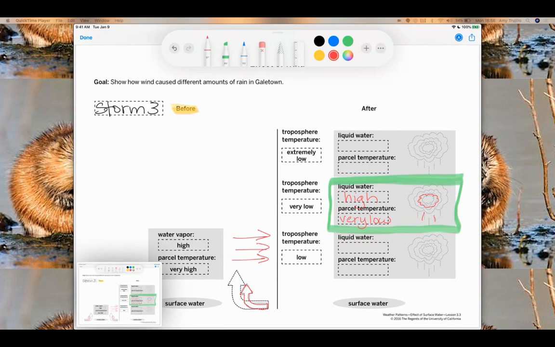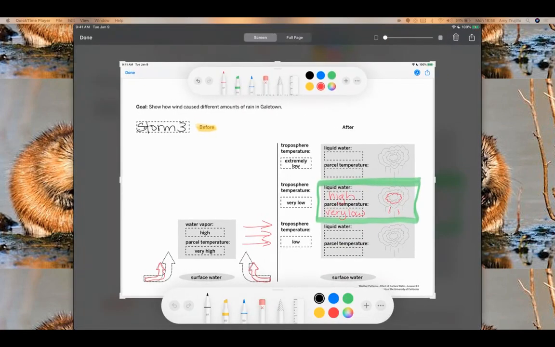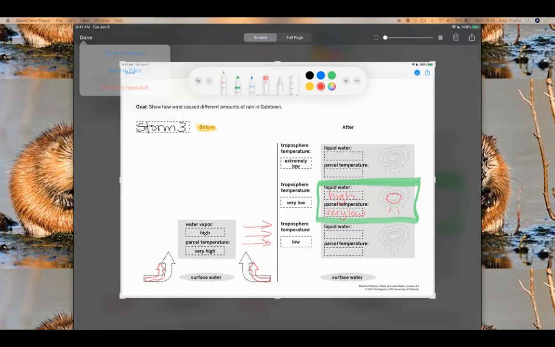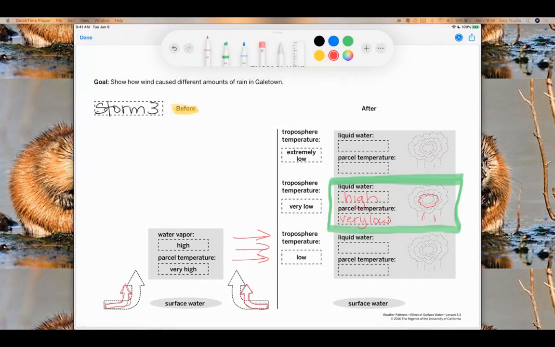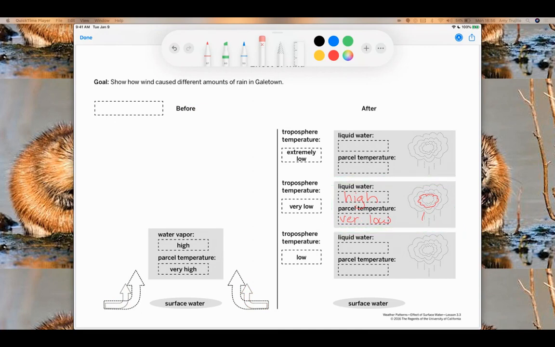Okay, and we're going to put done. We're going to save it to my photos and hope that that happens. All right, and then I'm going to go ahead and erase everything here. And we're going to look at how that differs from Storm 4. Okay, so we're going to go with the pencil, and here we've got Storm number 4.